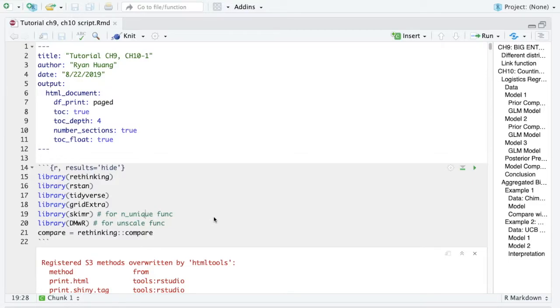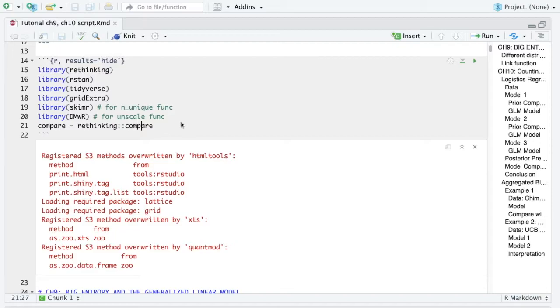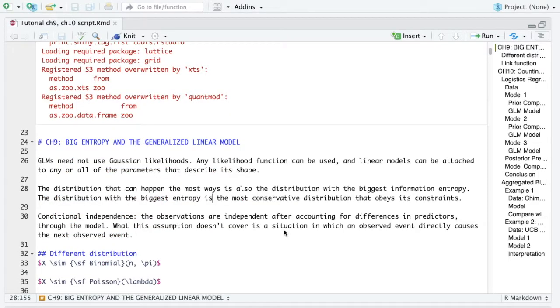In this video, I will talk about the content of chapter 9 and the first part of chapter 10. Before getting into the details, you should first install two new libraries, the scheme-R library and the DMWR library. The scheme-R library, we will need the n unique function in it to calculate how many unique values are in a column, and in the DMWR library, we need the unscale function to get the original value of a scaled column. Let's start from chapter 9.